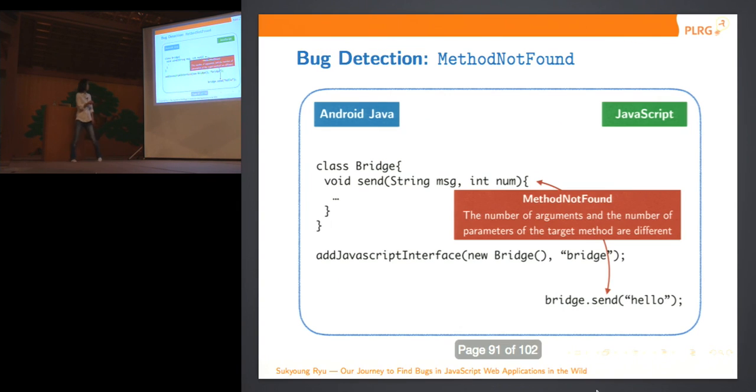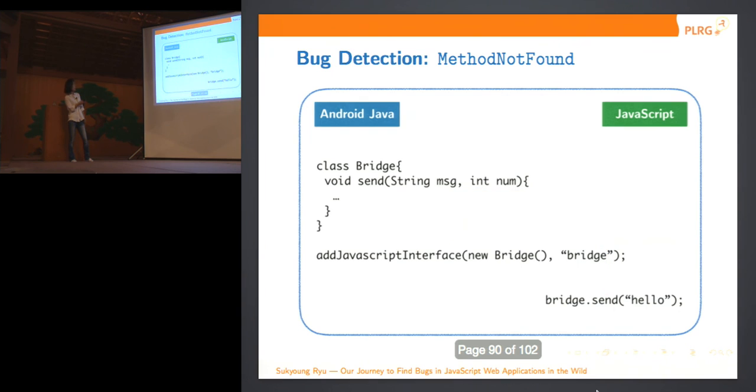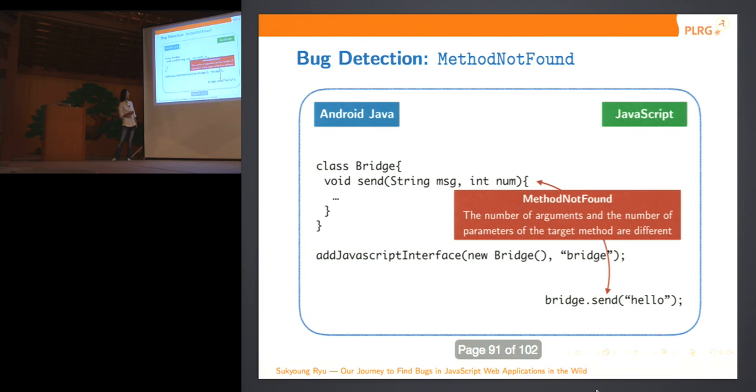The same example as before, slightly different, because now the send method expects two parameters, a string and an integer. And JavaScript cheerfully sends one string argument. Then Hybridroid will let the developer know, hey, this method in Java that has a type system expects 2 arguments, you'd better give 1 more argument.